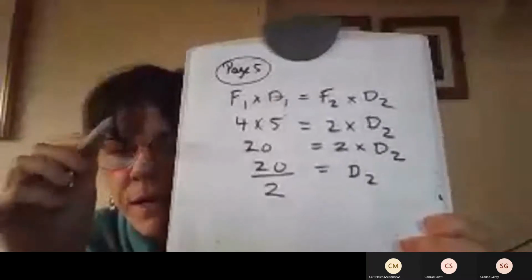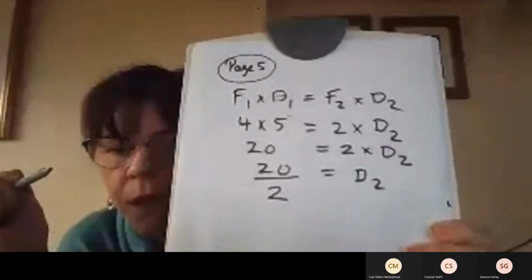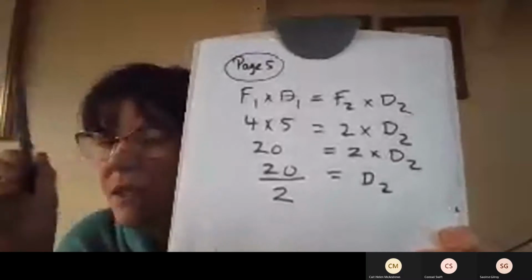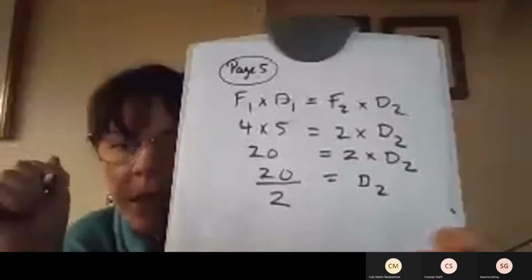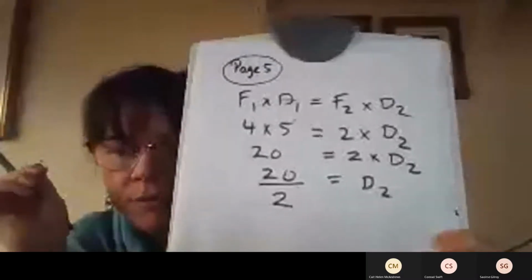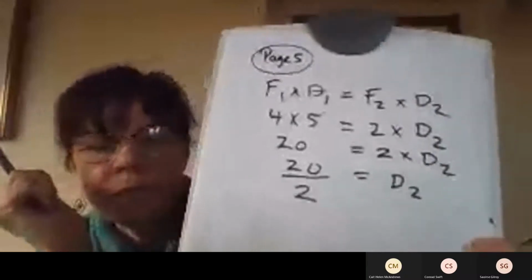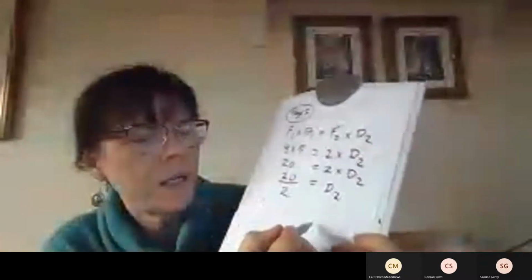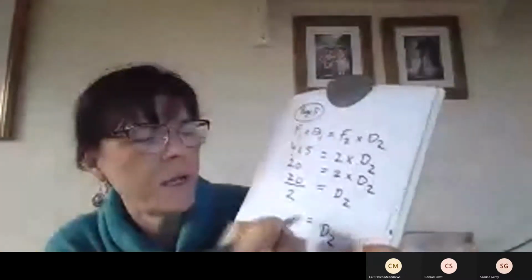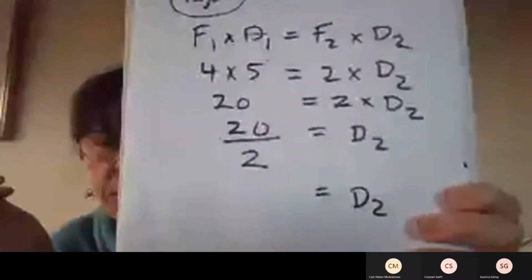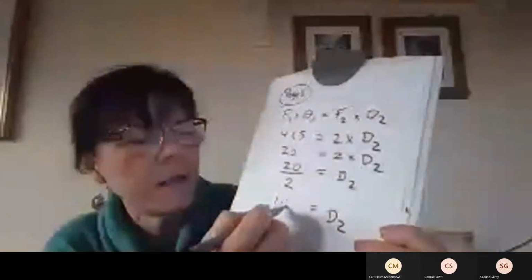I'm not putting in that divided sign that you would use in maths. I'm doing it this way. This is how we do it in physics. If you did put in the divided sign, you would get full marks. But we just don't write it out like that in physics. So you can easily do that in your head now. D2 equals 20 divided by 2 is 10.